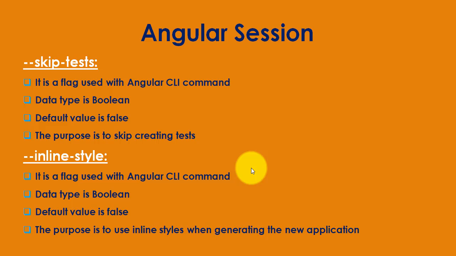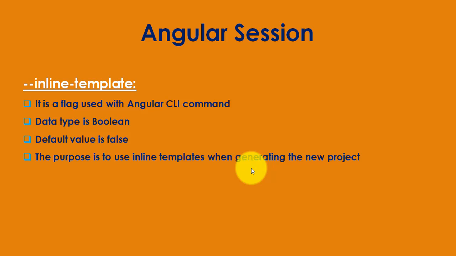The fourth flag is --inline-style. It is a flag used with the Angular CLI command, the data type is boolean, the default value is false, and the purpose is to use inline styles when generating new applications. And the last and final flag in this session is --inline-template. It is a flag used with the Angular CLI command, the data type is boolean, the default value is false, and the purpose is to use inline templates when generating the new project.